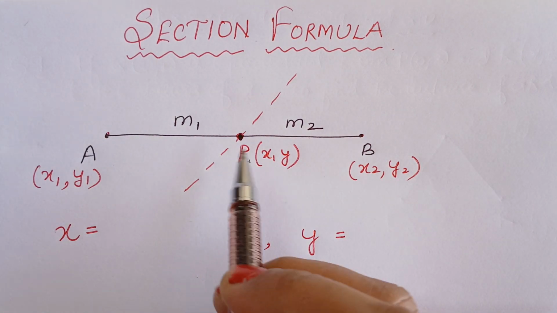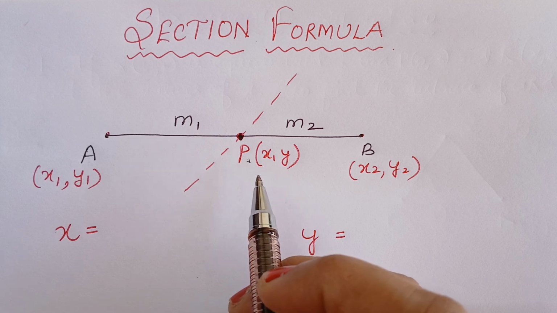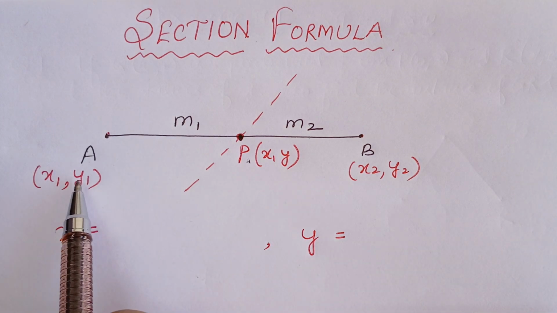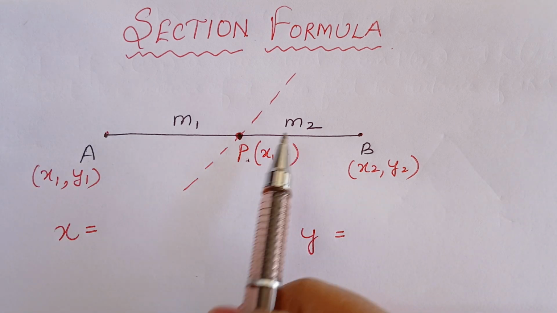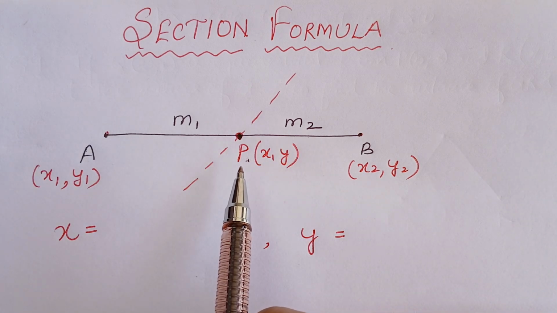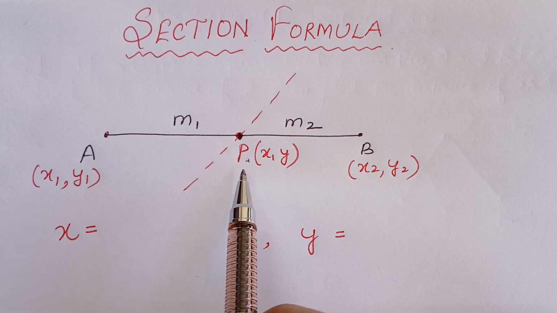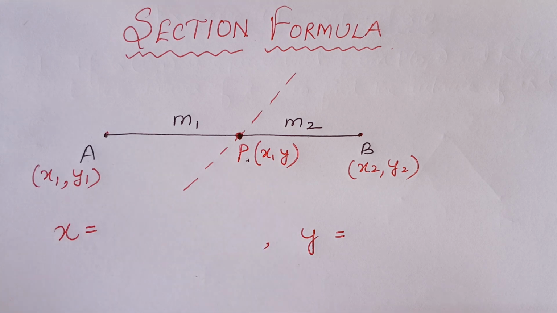So in this, to find the coordinates of P, three things should be given to us: the coordinates of point A, the coordinates of point B, and the ratio. Then we can find the coordinates of point P. Suppose the coordinates of point P are x, y. Now using section formula, how can I find it?